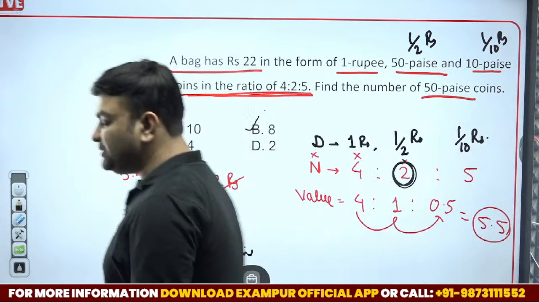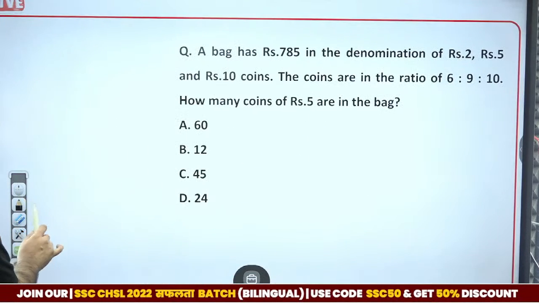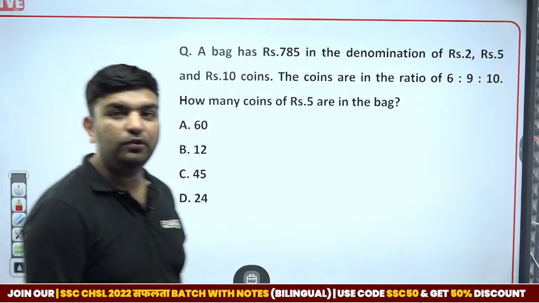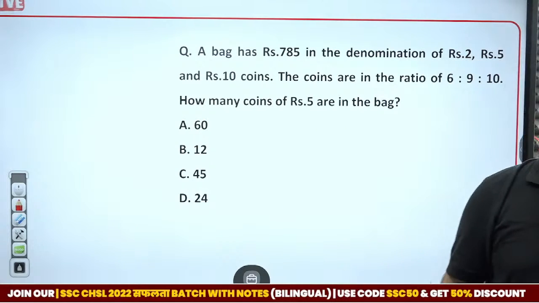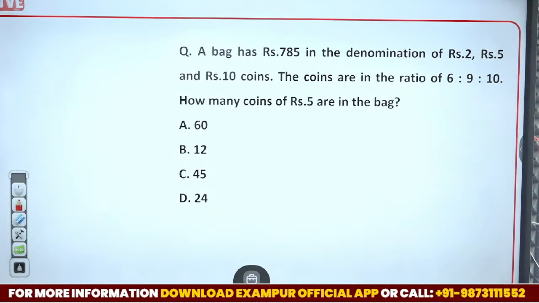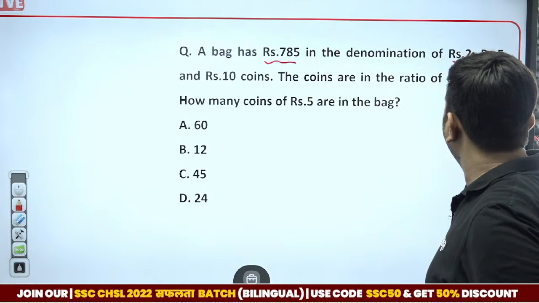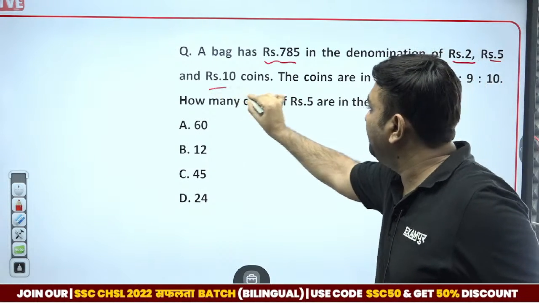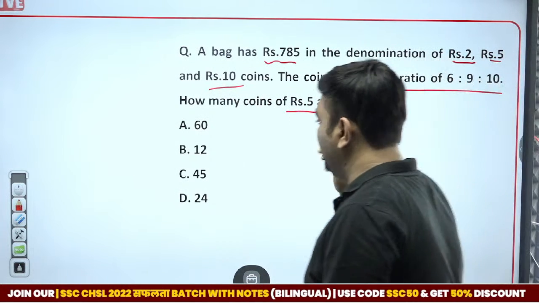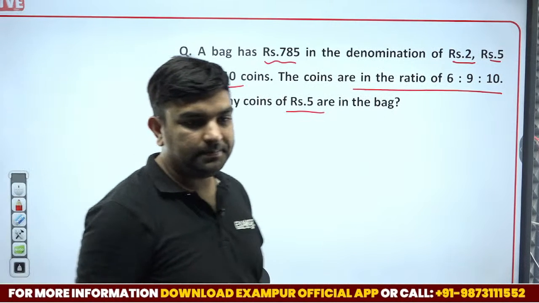Okay, let's move on to the next question. A bag has 785 rupees in the denominations of 2, 5 and 10. The coins are in the ratio 6, 9, 10. How many 5 rupee coins are there?